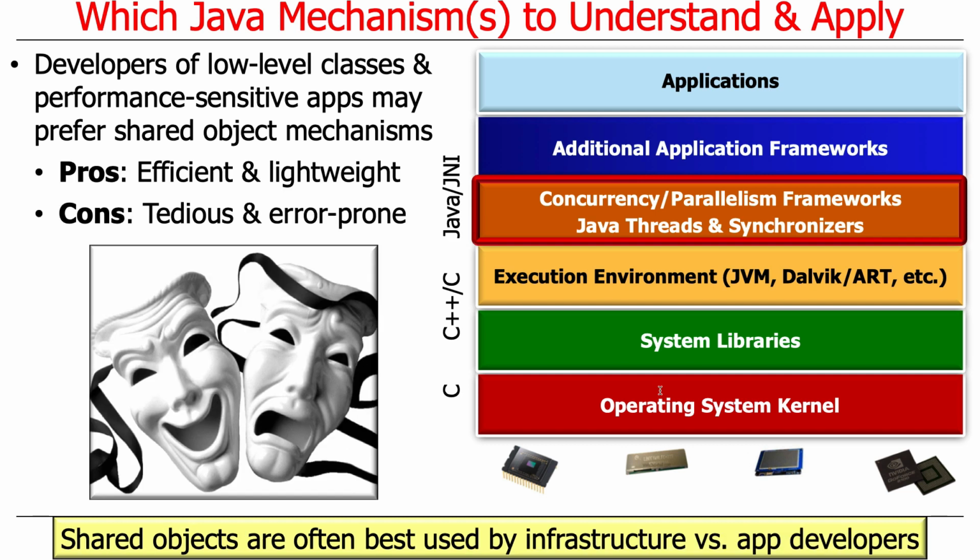The good stuff is these mechanisms are very efficient. They're very lightweight in terms of their resource consumption because they're programmed closer to the hardware. The downside is they're a bit tedious and error-prone. So if you're building infrastructure, if you're building the Android platform, or you're building some of the higher layer parts of the Java platform, you're probably going to use these lower level mechanisms to build the infrastructure. But as an application developer, you might shy away from some of this stuff because it does require a fairly sophisticated understanding of concurrency and synchronization.